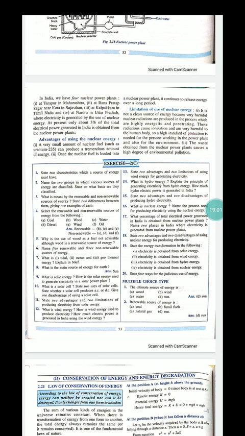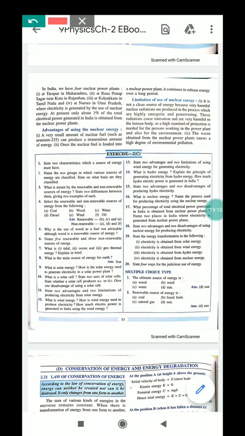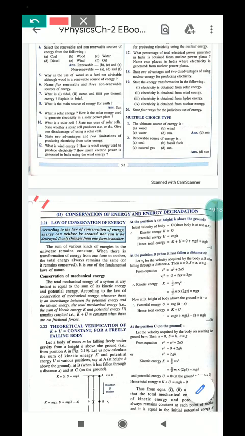So we have completed exercise number 2C, and you have to do these exercises at home and complete them. Next day we'll start from D. D means conservation of energy and energy degradation. How energy is conserved. So till then, goodbye.